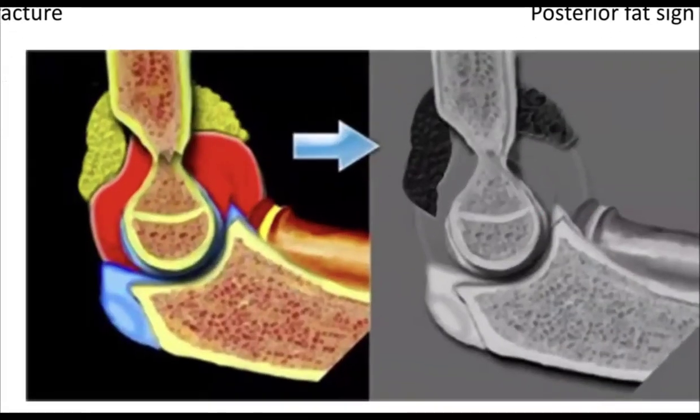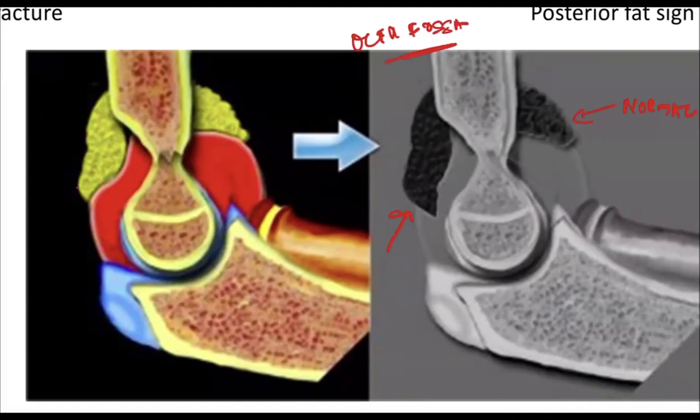Fat pad signs. As we are aware from the adult itself, fat pad signs are commonly seen. Whenever there is a fracture, some amount of fat is released from the bone marrow and gets deposited around the joints. So it is an indirect indication that there is a fracture. But most of the time, anterior fat pad sign is a normal finding. It's not because of a fracture. There's some amount of fat posteriorly also because of the presence of the olecranon fossa posteriorly.